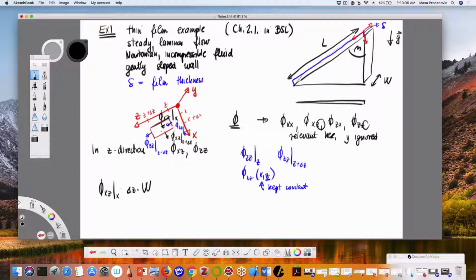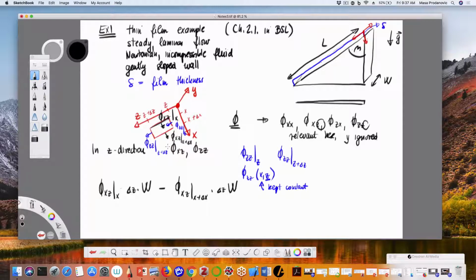And then what's coming out on the other end that is parallel to it is phi xz evaluated at x plus delta x times the area of that side, which is the same. Thanks to the Cartesian coordinate system, areas are the same. In a cylindrical coordinate system, they're not. I have a cylindrical shell, and my area keeps increasing as I'm moving away from the center. This makes things slightly easier to solve, okay? So Cartesian is good.